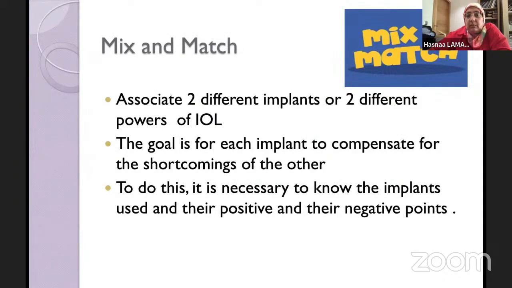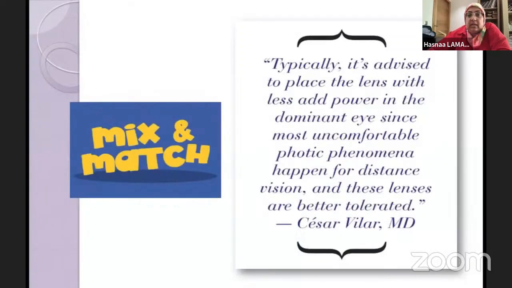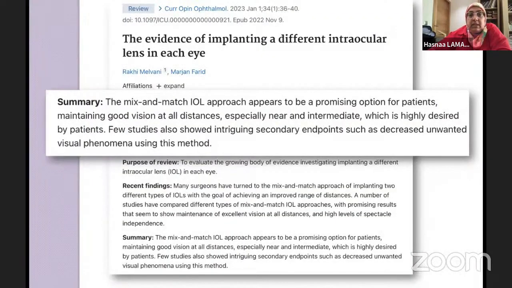The goal is for each implant to compensate for the shortcomings of the other. To do this, it's necessary to know the implants used and their positive and negative points. Typically, it's advised to place the lens with less addition power in the dominant eye, since most uncomfortable photic phenomena happen for distant vision, and these lenses are better tolerated. So we can mix and match all IOLs, and it's a promising option for the patient to have good vision at all distances.